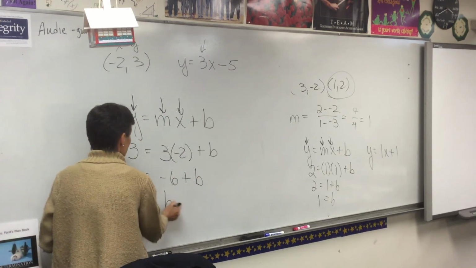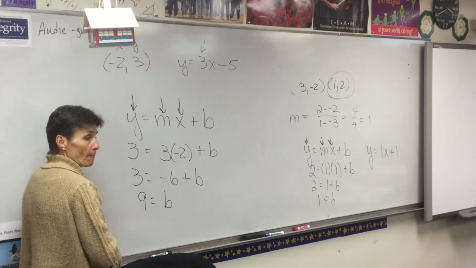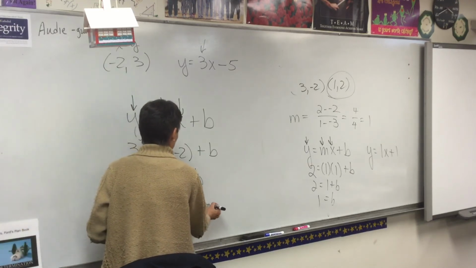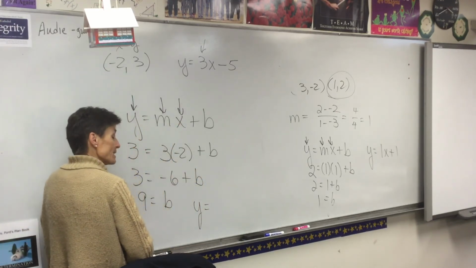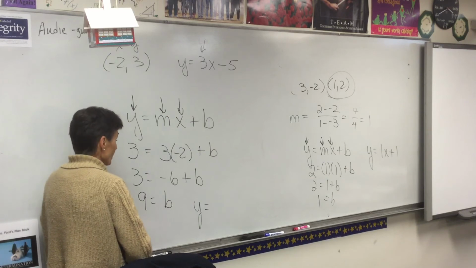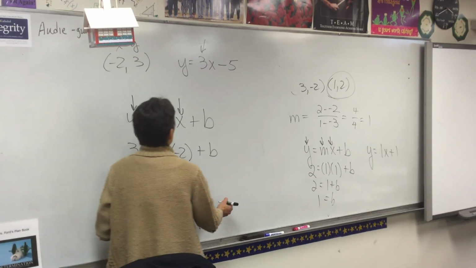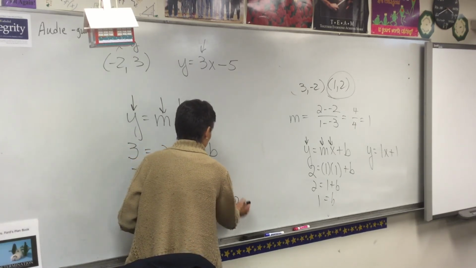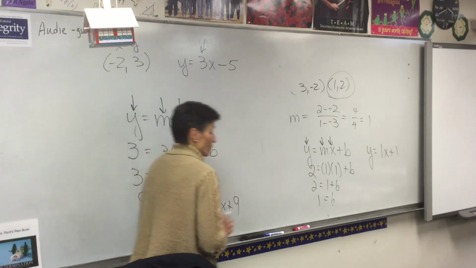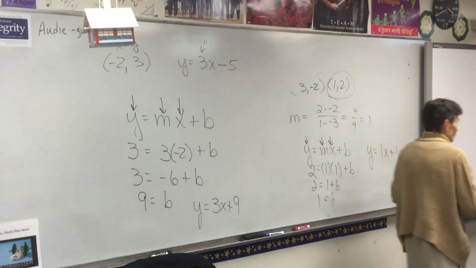I got 9 for b. So my answer that I put in the answer blank is not 9. We put y equals what? 3x plus 9. Perfect.